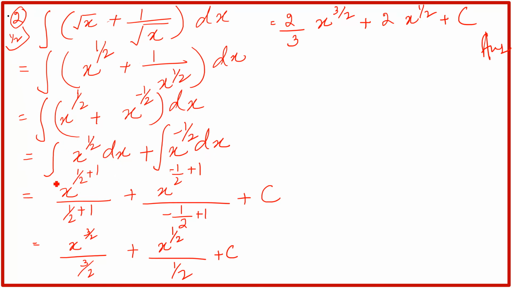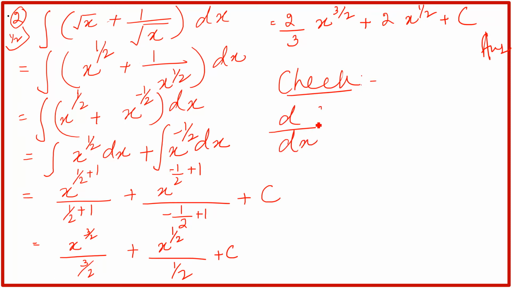How will we remove this integral sign? You have to add 1 to the exponent. Whatever exponent you have, add 1, and then write the same thing in the denominator. Simplify it, you will get the answer. But if you want to see whether you did it right or wrong, this is not part of your exam.